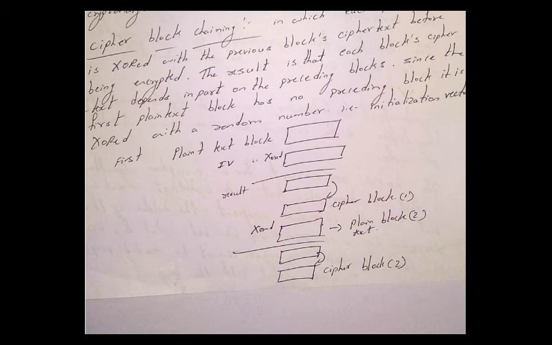Is it clear? Now cipher block 2 is going to be exclusive ORed with the third plain text block. Once again you get the result after the exclusive OR, so using the encryption function once again, you get cipher block 3. So this process works continuously. Is it clear? The result is that each block's cipher text depends in part on the preceding blocks. Is it clear? So this is how exactly it is going to work.